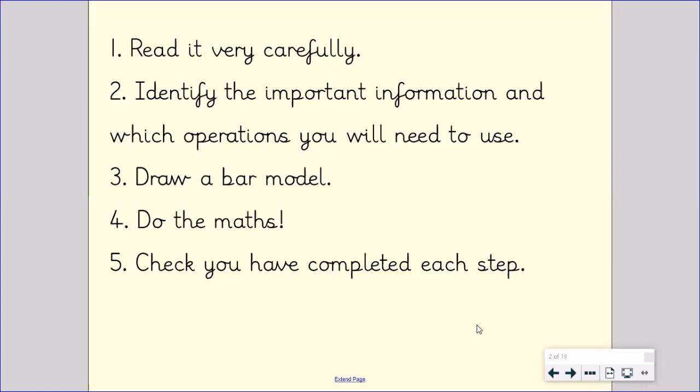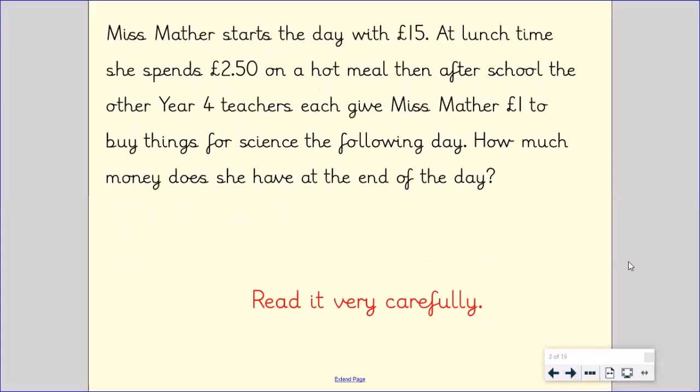Okay, all right, so our first question, I'm going to start by reading it carefully. Miss Mather starts the day with £15. At lunchtime, she spends £2.50 on a hot meal. Then after school, the other Year 4 teachers each give Miss Mather £1 to buy things for science the following day. How much money does she have at the end of the day?